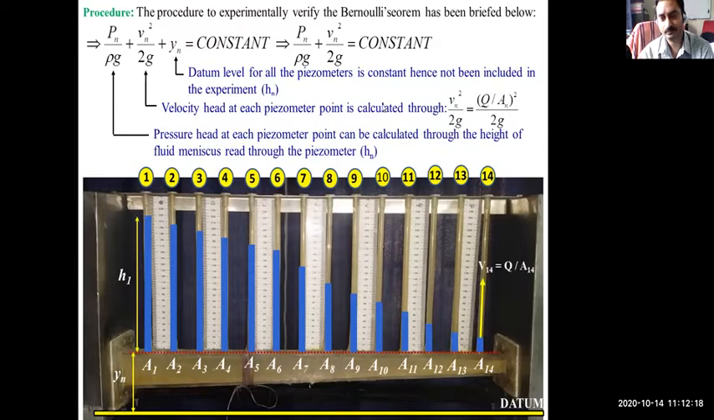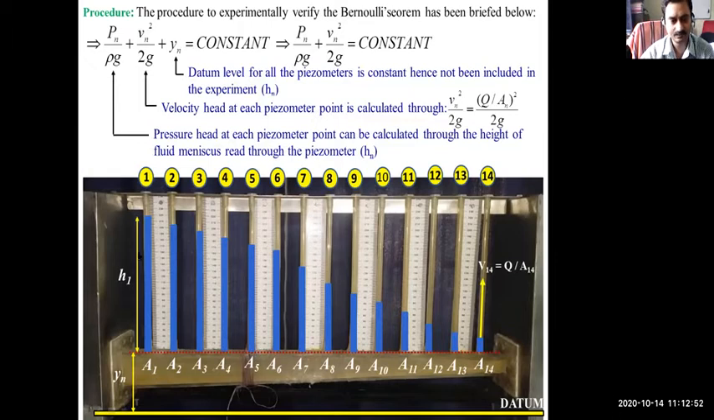I've shown it here. Suppose for the 14th piezometric point, V14 is equal to Q divided by A14, where Q is the discharge. You need to know the discharge, because at a steady state you must have a specific discharge, which is volume of water divided by time. So the discharge divided by the cross-sectional area of the specific piezometer will give you the velocity at that particular piezometer. Similarly, for V5, it will be discharge divided by the area of cross section A5.